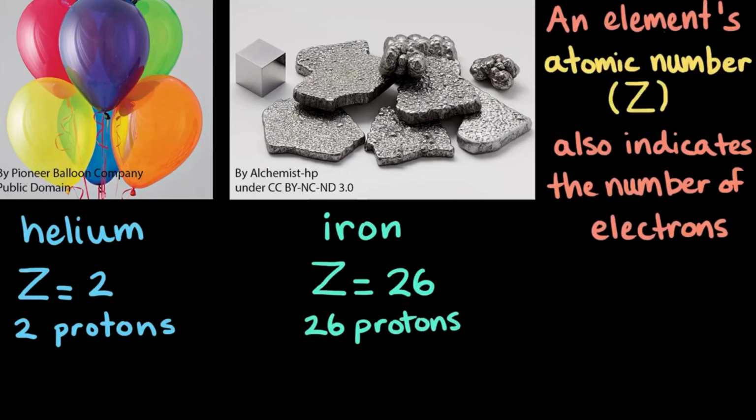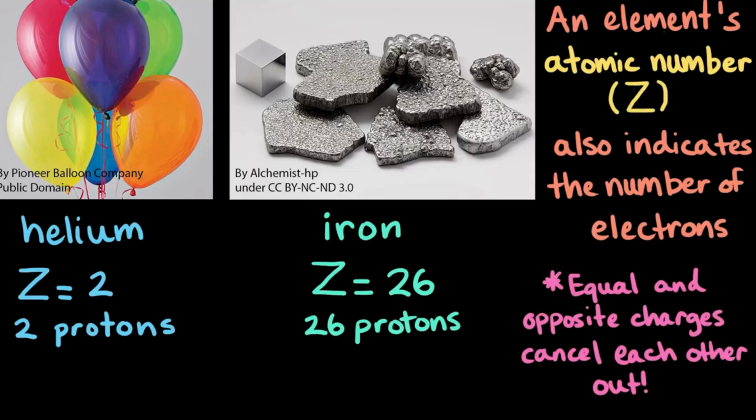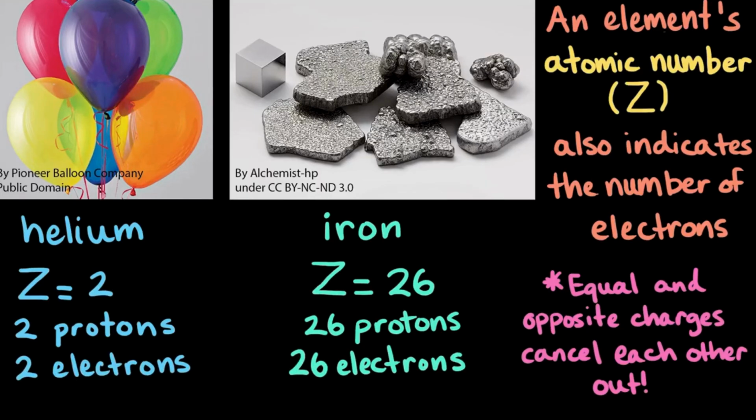An element's atomic number can also tell us the number of electrons in a neutral atom of an element. Remember, equal and opposite charges cancel each other out. So, to be neutral, an atom must have an equal number of protons, which have a charge of 1 plus, and electrons, which have a charge of 1 minus. This means that our helium atom must have 2 electrons, and our iron atom must have 26 electrons.